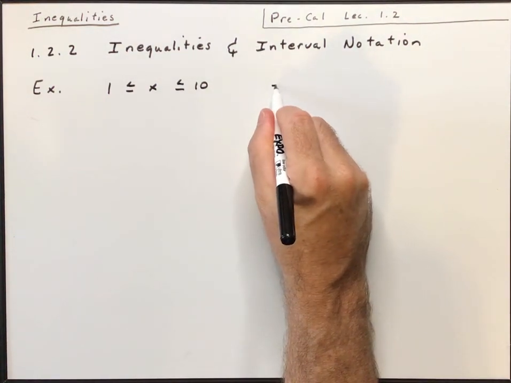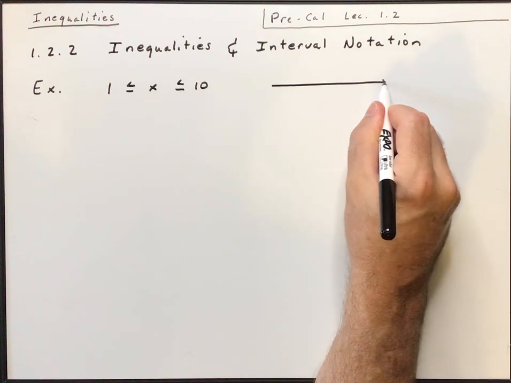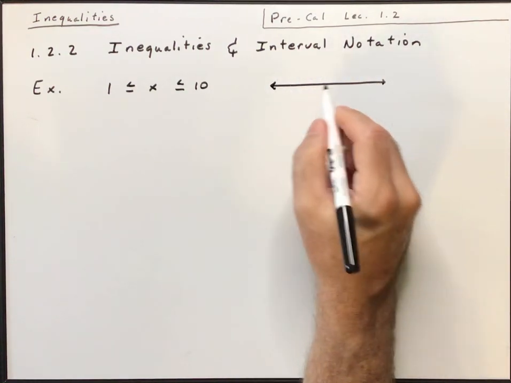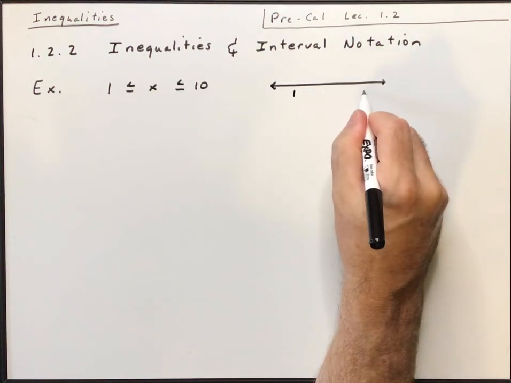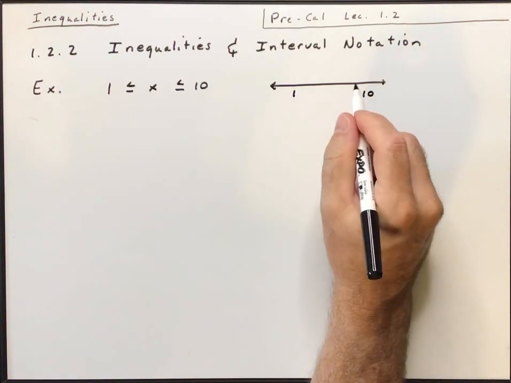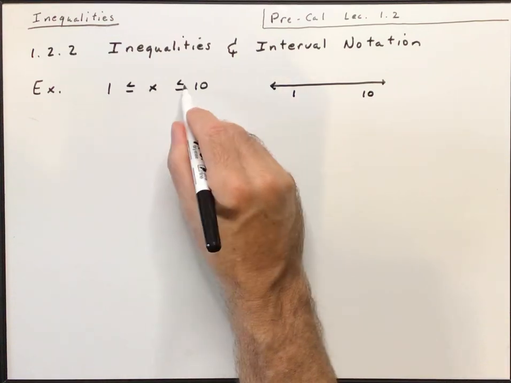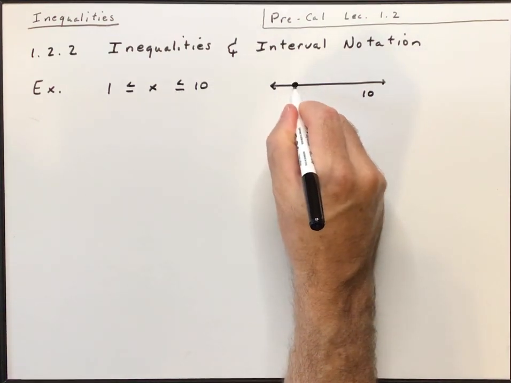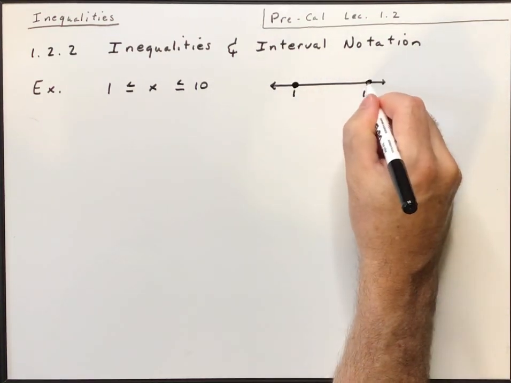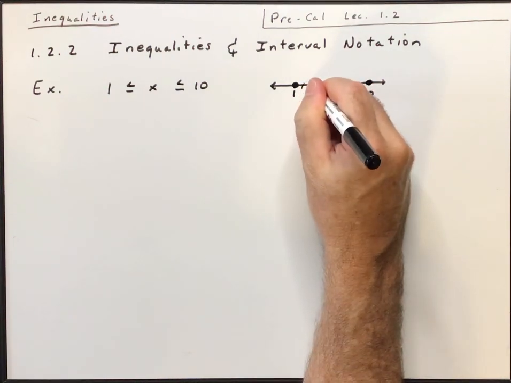All right, so as a number line, I can just write a 1 and a 10. You always go left to right. And since it's both less than or equal to, we would use a closed circle for both.